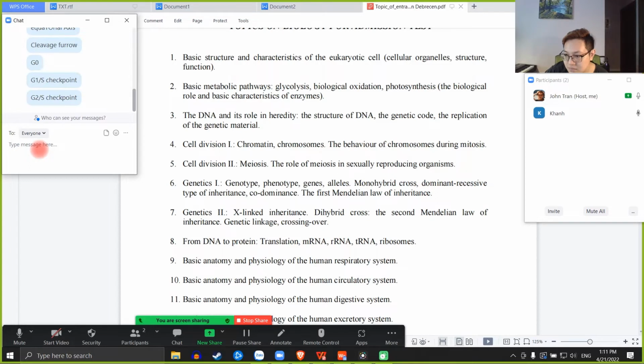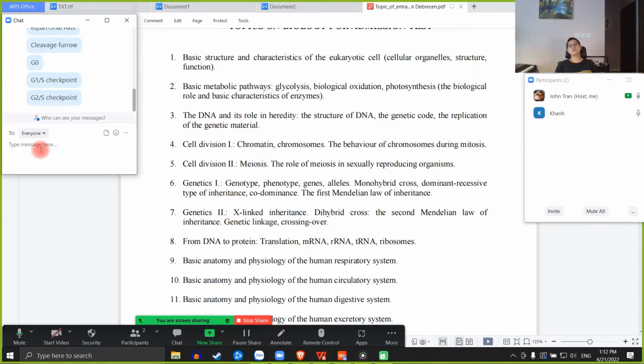Cái checkpoint này để kiểm tra, ví dụ như là G2S checkpoint là để kiểm tra xem là cái số lượng mà chromosome á, nó nhân lên nó có đúng hay chưa, nếu có vấn đề gì nó phải sửa ngay lập tức, nên cái cell nó sẽ chuyển về G0 ngay lập tức để mà nó sửa sai. Còn nếu mà xong rồi thì nó mới tiếp tục được.